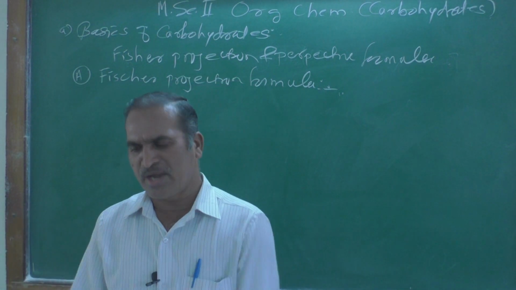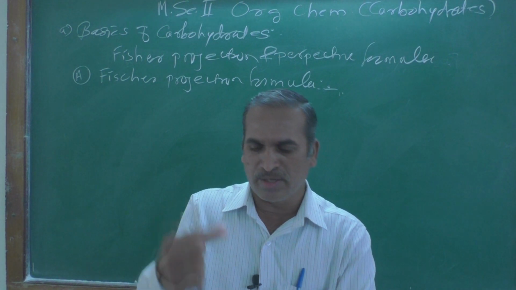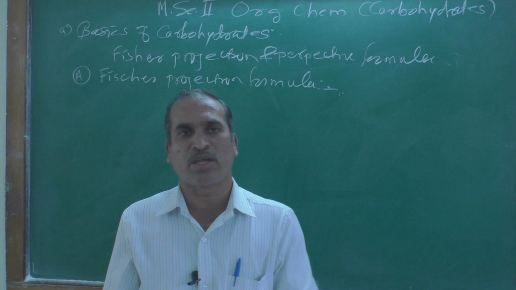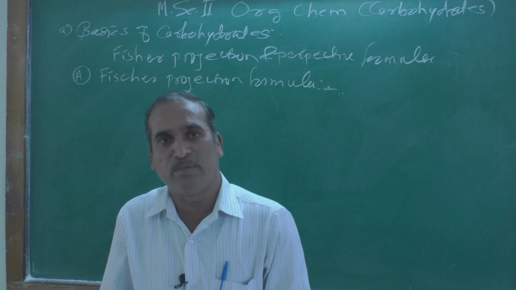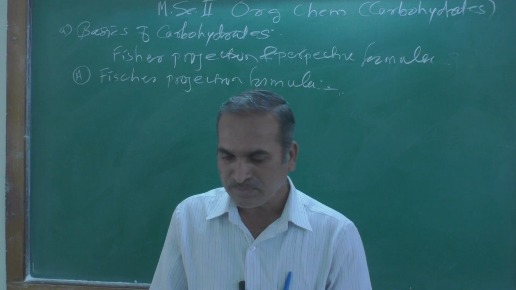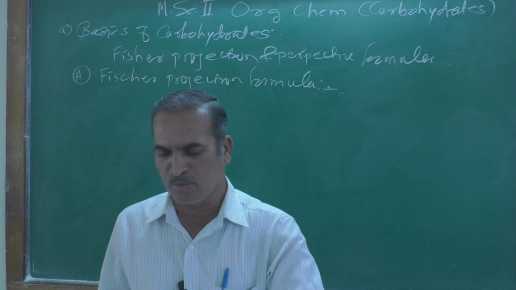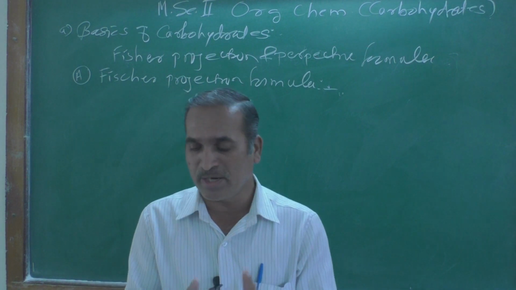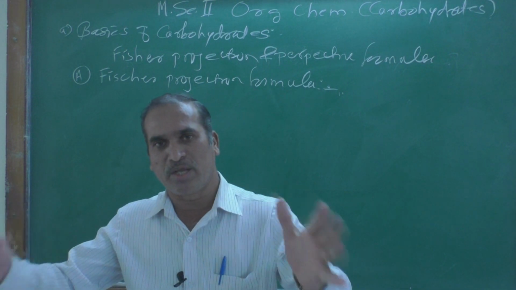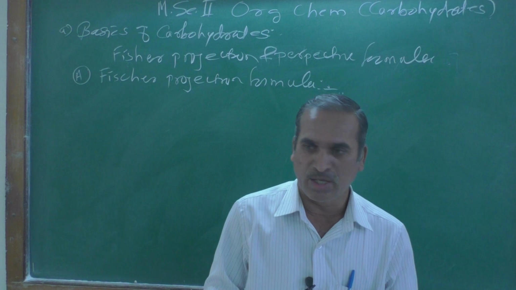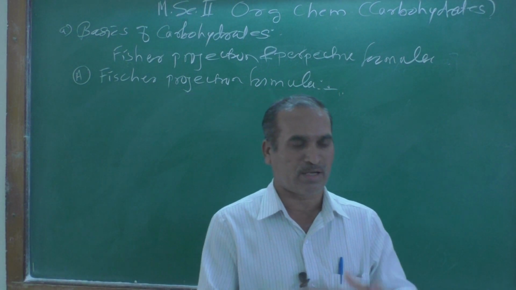In the 19th century, German organic chemist Emil Fischer, remember, German organic chemist Emil Fischer introduced the use of projection formula for asymmetric molecule. Everybody knows what the asymmetric molecule means, or asymmetric carbon atom. Asymmetric carbon atom means what?